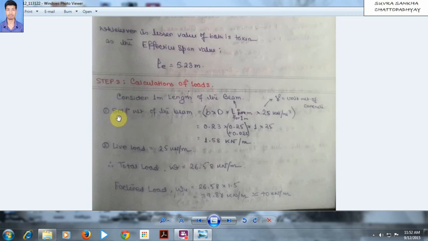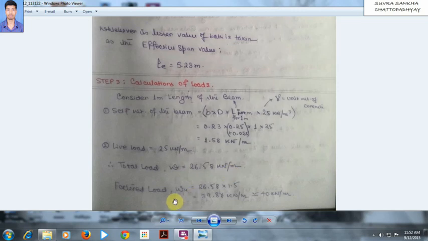Now the third step is the calculation of loads. Consider 1 meter length of the beam, which has a self weight. To calculate the self weight, we use the formula b into capital D into L, with L as 1 meter, and 25 kilonewton per meter cube as gamma, the unit weight of concrete. So the self weight of the beam is 1.58 kilonewton per meter. The second is the working load or live load, 25 kilonewton per meter. The total load W is the addition of these two, which gives 26.58 kilonewton per meter. And the factored load we have to calculate.